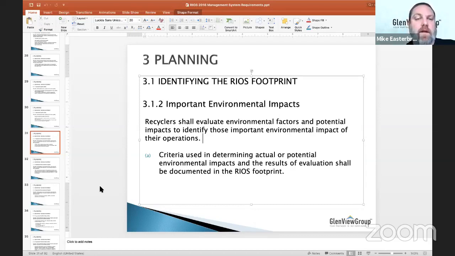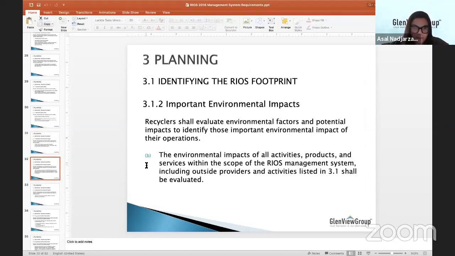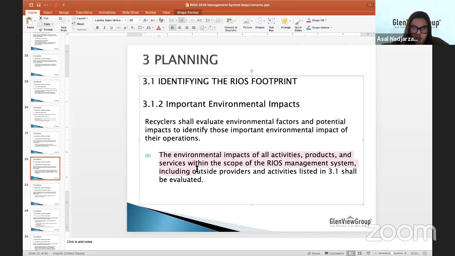I think that's going to come up in the next clause section here. Let's see. Because it's saying criteria. Here we go. So, the environmental impacts of all activities, products, and services within the scope of the RIOS management system, including outside providers and activities listed in 3.1, shall be evaluated.